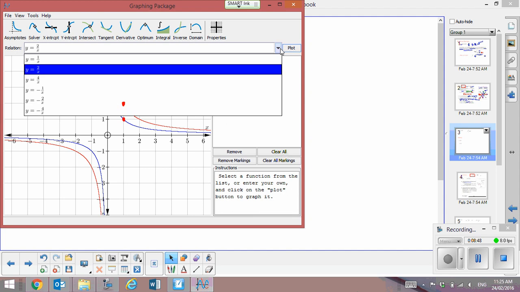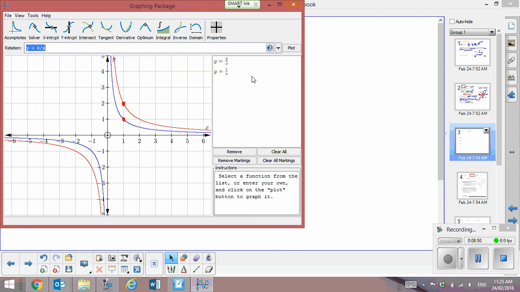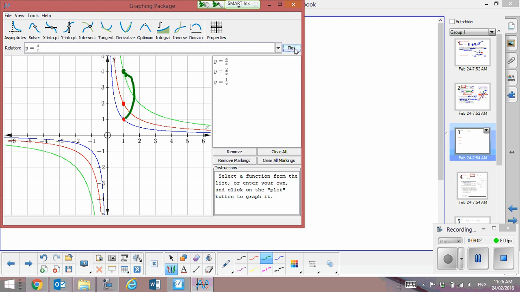What if we now wanted to plot y equals 4 over x? You probably guessed it's going to be even further up. So 1 here now goes all the way up to 4. It's going 4 times that to get to this value.